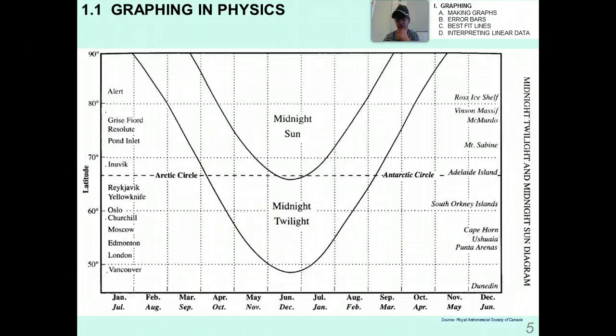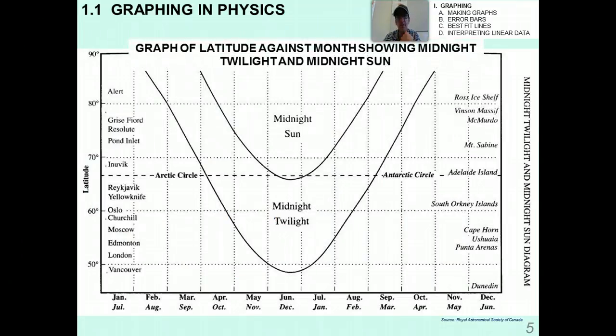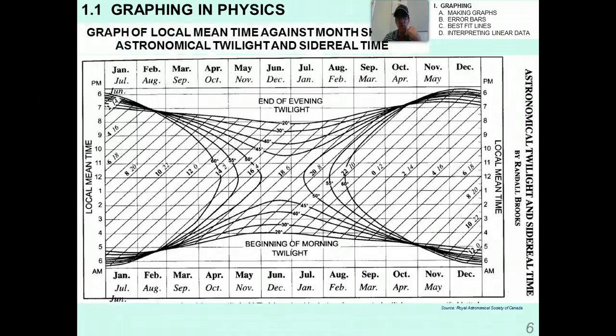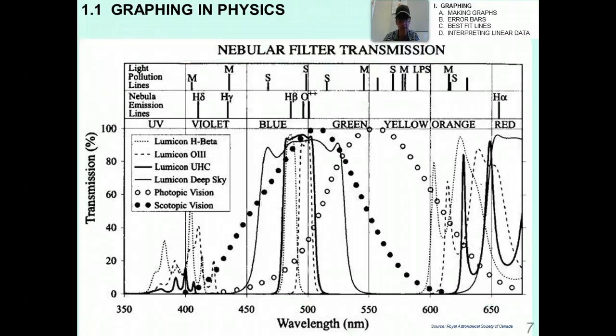Okay. How about this one? This is kind of interesting. This is a graph of latitude against month showing the midnight twilight and midnight sun. So you have different locations here. This is super cool. It's a really cool graph. You should pause and look at this graph a little more closely. Okay, how about this one? It's kind of a crazy design. It's the graph of local mean time against month showing astronomical twilight in sidereal time. It's very interesting.